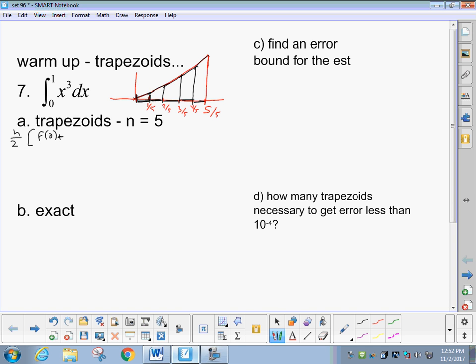But when I go to the next trapezoid, f at a fifth will also be base 1 of the next trapezoid. So the interior points all happen twice because they're part of one trapezoid on the left and one on the right. So there will be 2 f at 1 fifth, 2 f at 2 fifths, 2 f at 3 fifths, 2 f at 4 fifths, and a single f at the edges, like 1. The height, in this case, would be 1 fifth.